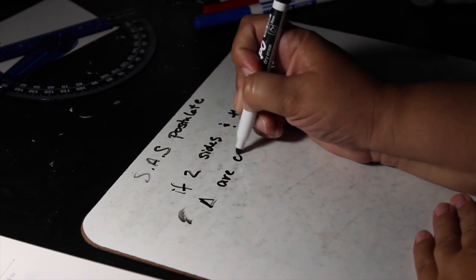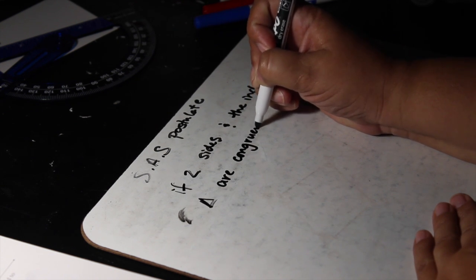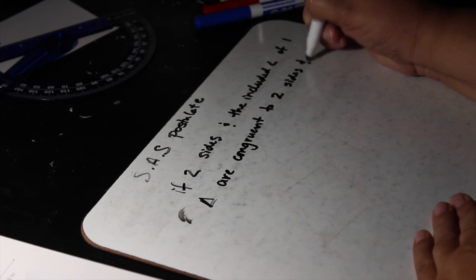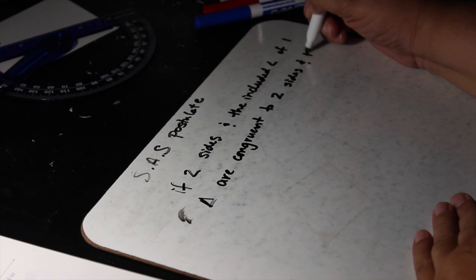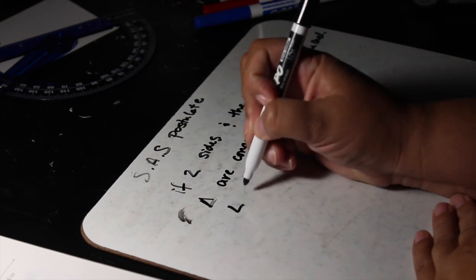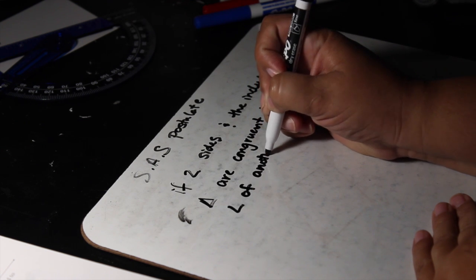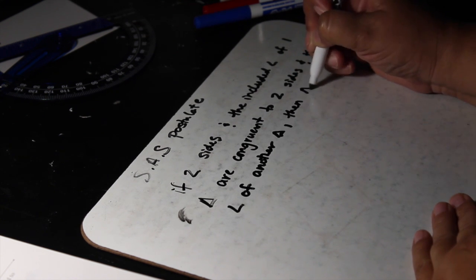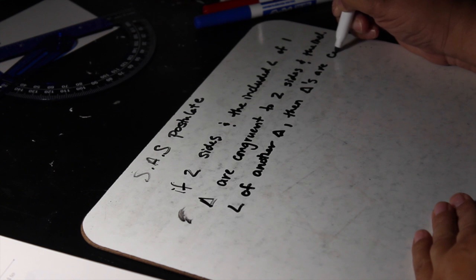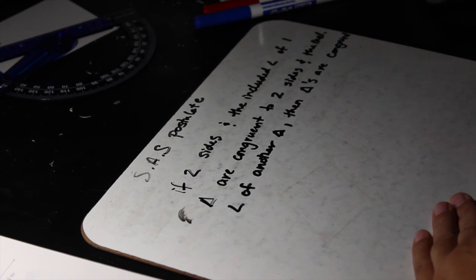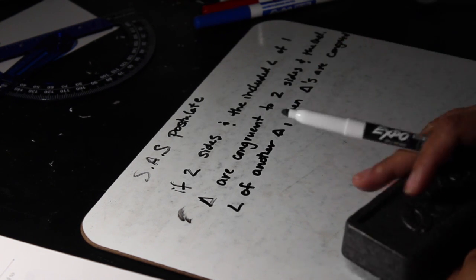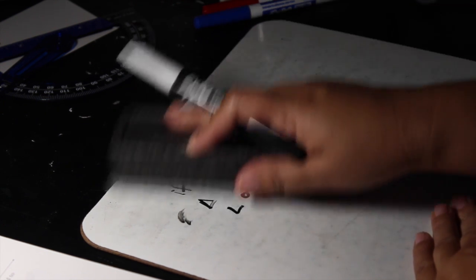are congruent to two sides and the included angle of another triangle, then the triangles are congruent. So that's all it says. And they're congruent by what's called the side angle side postulate. So now let's go ahead and go to example number 2.